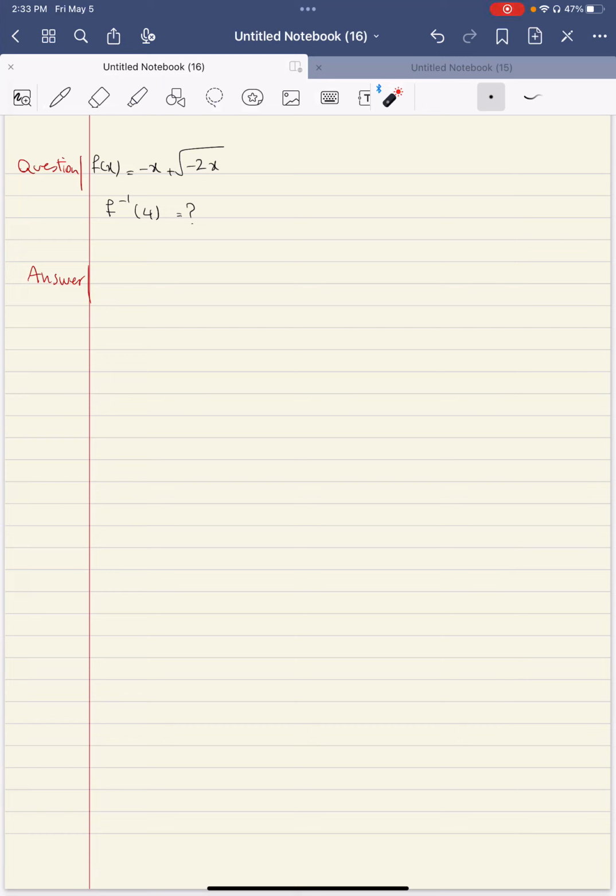In today's video, we are going to find the inverse of the function at 4. And our function is negative x plus root negative 2x. So let's write down the question once more.